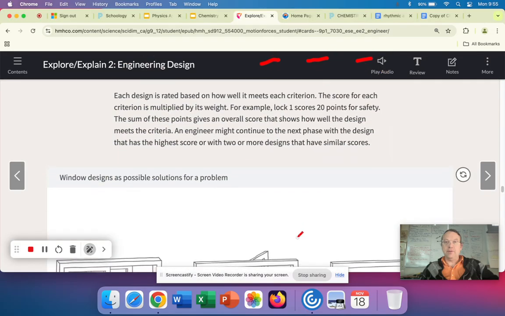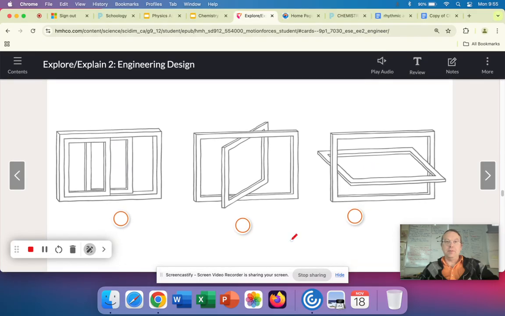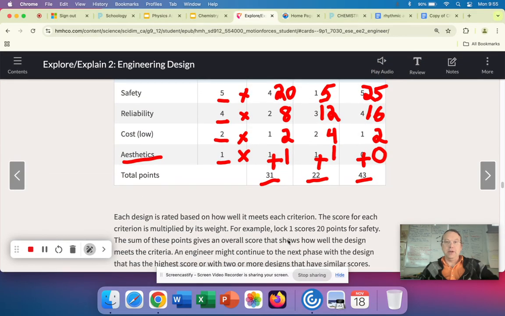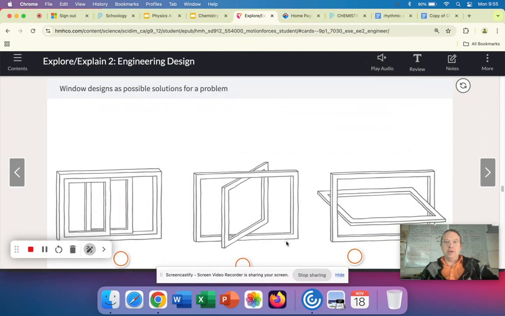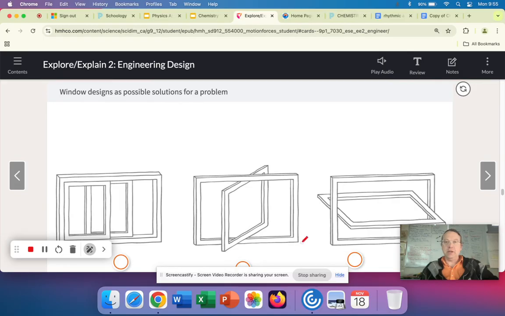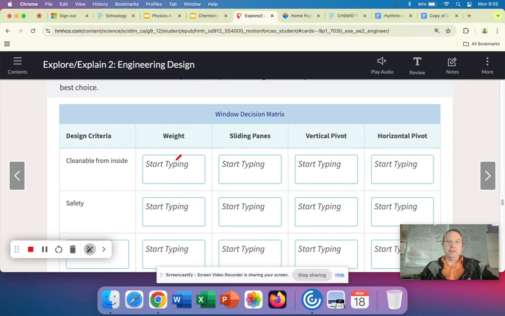To practice it further, we might think of these windows, and what they want to do is make a window that can be cleanable from a person standing on the inside of the building. So being cleanable from the inside was very important. Maybe not as important as being safe. And we might list a few.